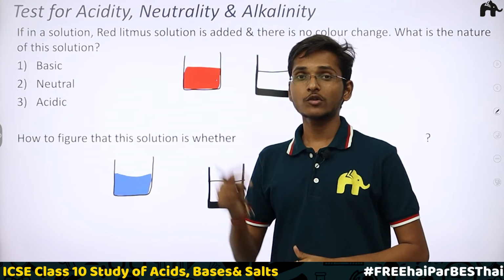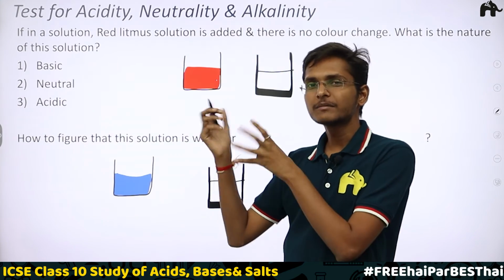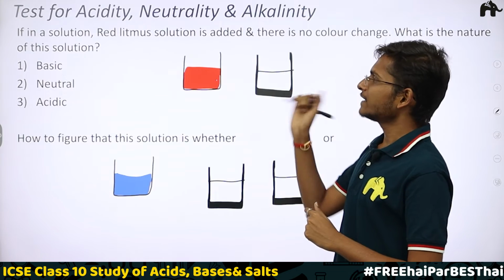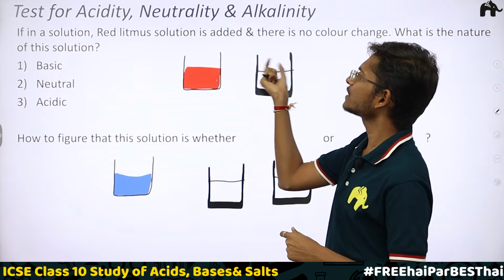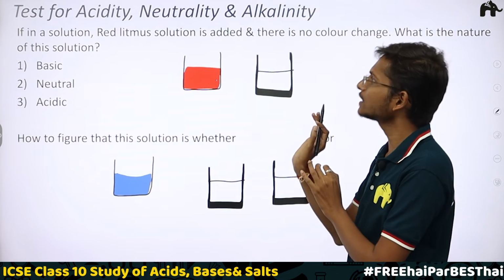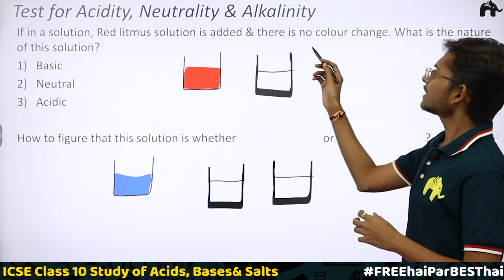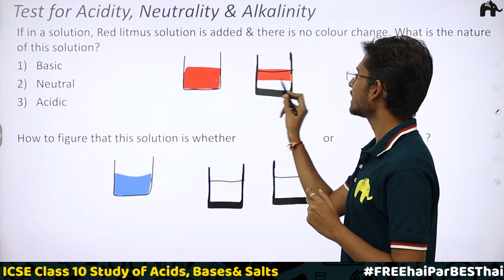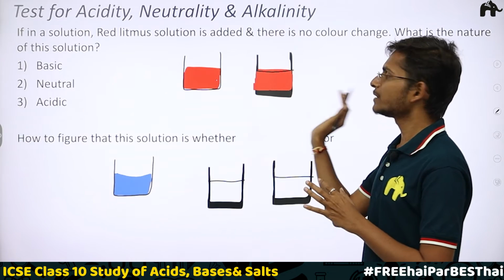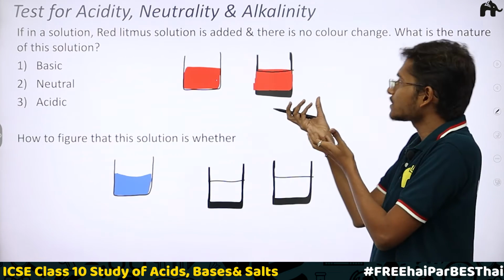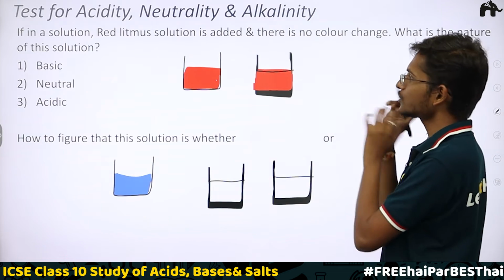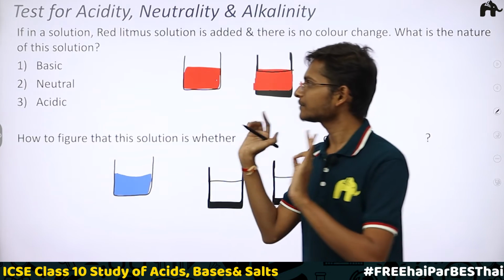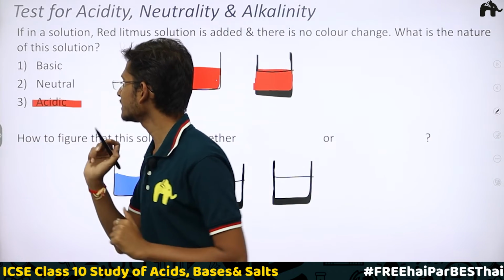So was it easy? Now let's quickly test whether we have understood the litmus concept or not. Suppose I have a colorless solution, and red litmus solution is added to it. What they have given is there is no color change. No color change means this red litmus solution, after adding it into this colorless solution, would remain red only. So what is the nature of this solution? Now we know when the color is red, this means that the solution is acidic, first of all, right? So yes, it can be acidic.